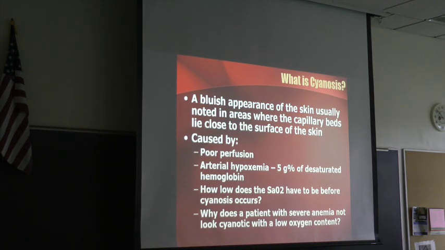What is cyanosis? It tells you that it's a bluish appearance of the skin. It's usually noted in areas where the capillary beds lie close to the surface of the skin. So the best place is to look at the mucosa, so around the lip area. So it doesn't matter what the skin pigment is. When you're looking at the lip area, you can still see cyanosis. So they say the lips and mucous membrane. So that would be inside the mouth, I guess.